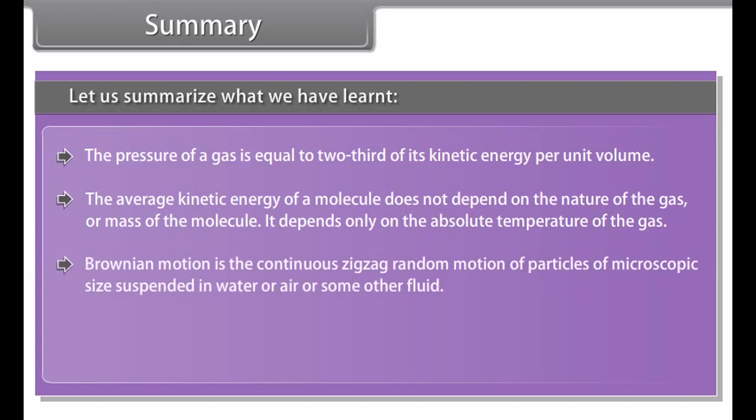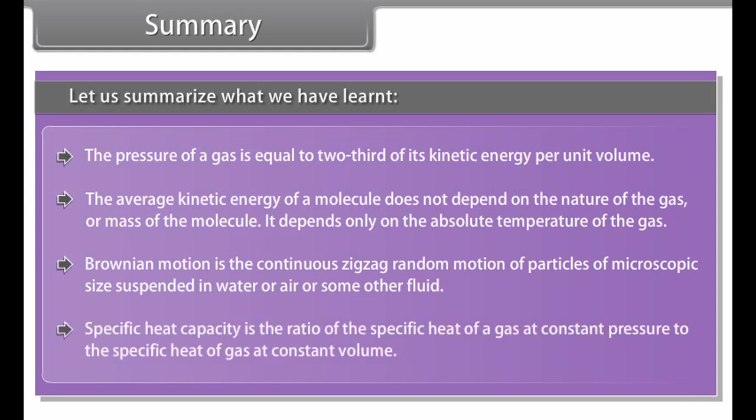Brownian motion is the continuous zigzag random motion of particles of microscopic size suspended in water or air or some other fluid. Specific heat capacity ratio is the ratio of the specific heat of a gas at constant pressure to the specific heat of gas at constant volume.